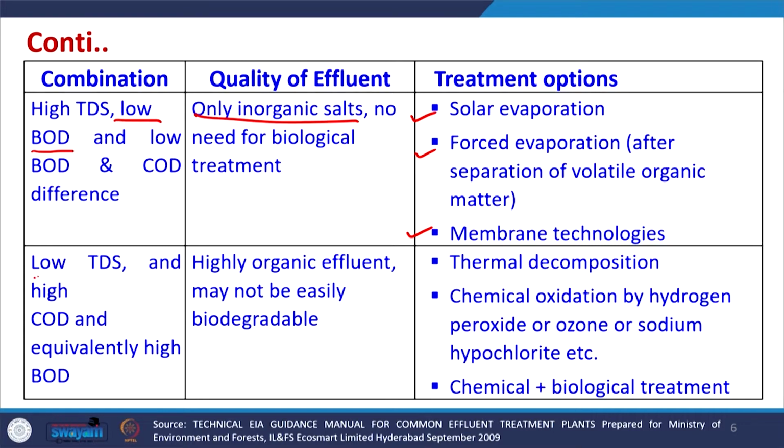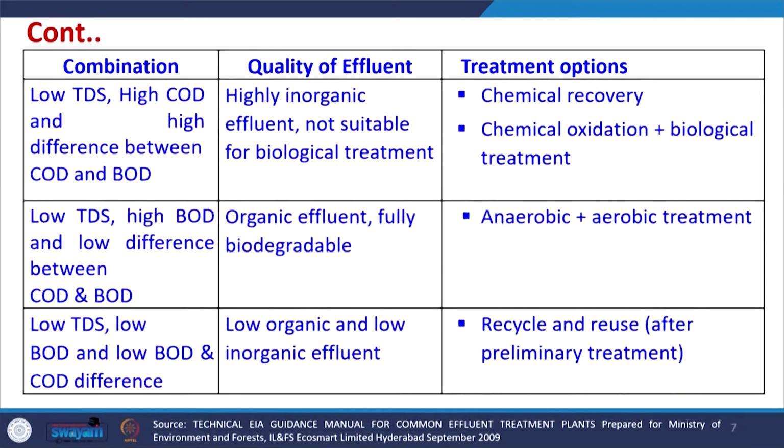Now, if there is low TDS and high COD and equivalently high BOD, that means it is a highly organic effluent, but may not be easily biodegradable. So thermal decomposition, chemical oxidation by any of the AOP techniques, or a combination of chemical and biological treatment may be adopted. So these are the general combinations which are possible.